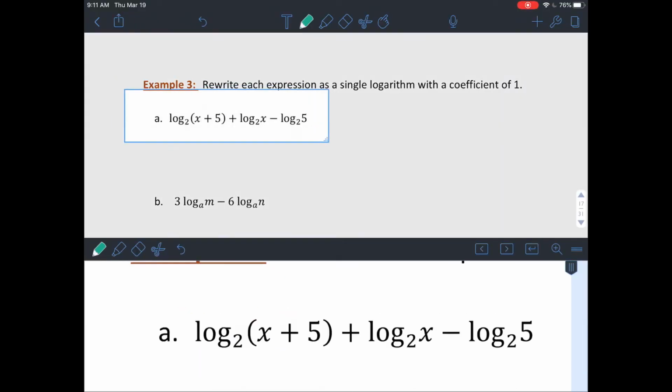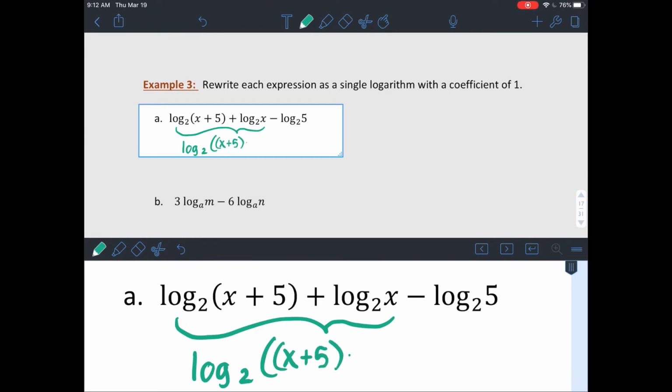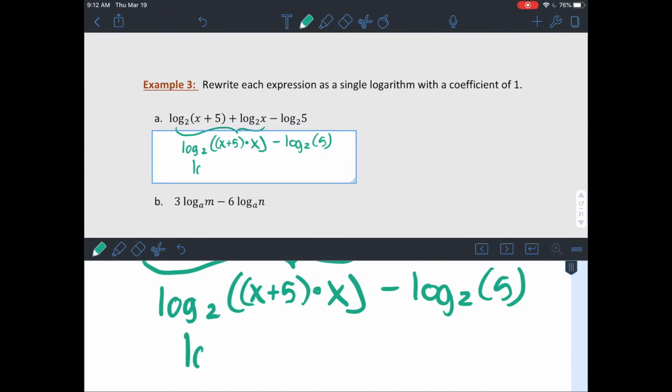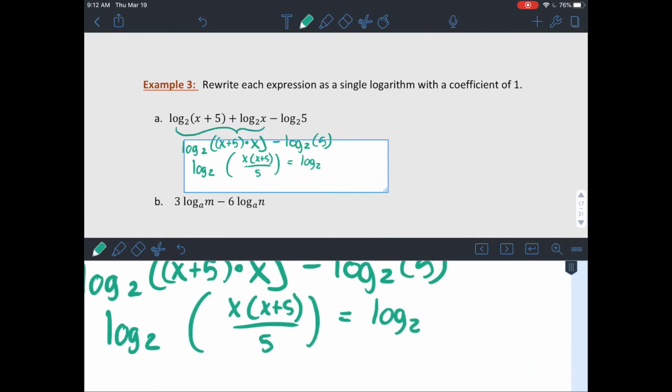Last thing, we are going to go the other way around and condense some logarithms back. So if you have 2 logarithms that are being added, let's rewrite it as a single logarithm with the terms inside being multiplied. That subtraction is going to put the 5 in the denominator if I condense those 2 things back together. So I'm going to have log base 2 of x times x plus 5 divided by 5. I might just multiply that x in there so that it gives you log base 2 of x squared plus 5x all over 5.